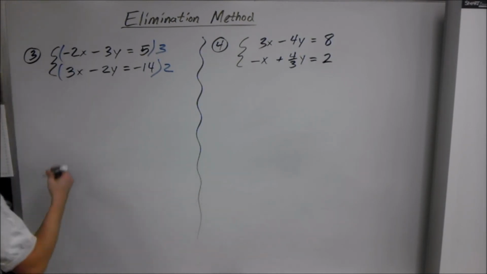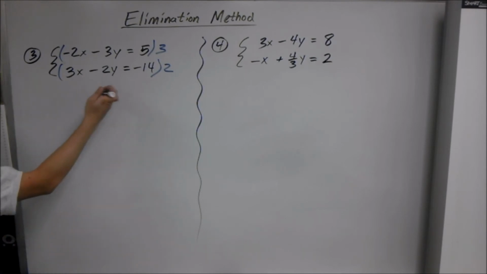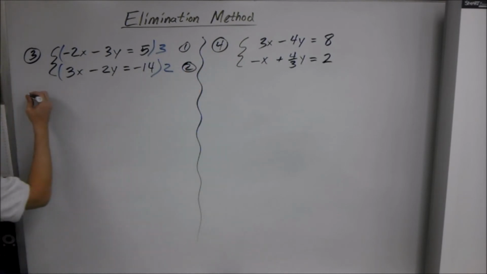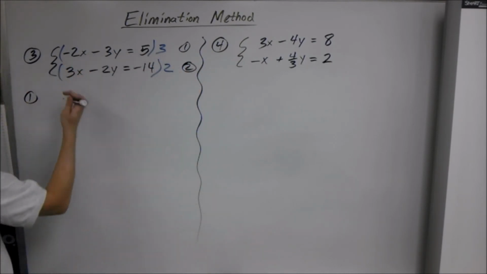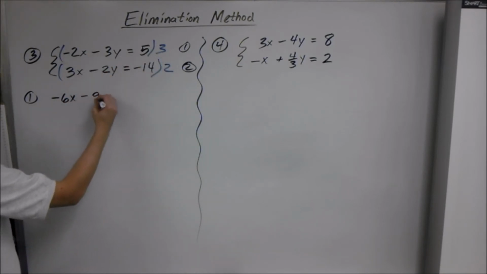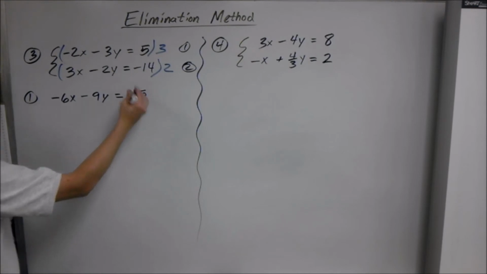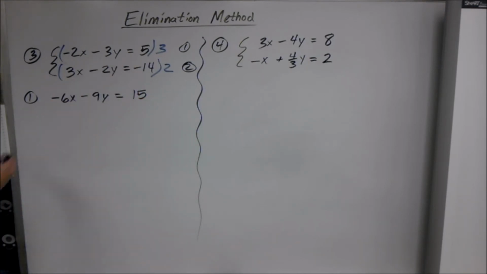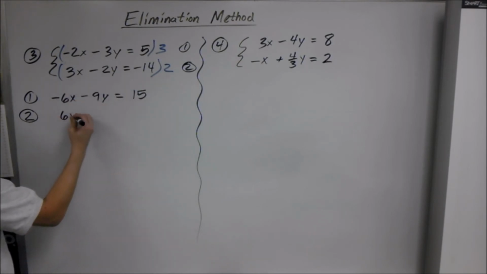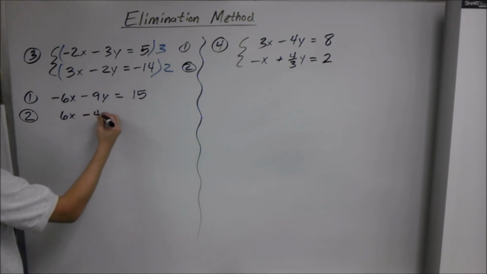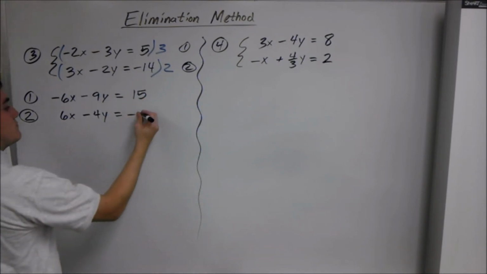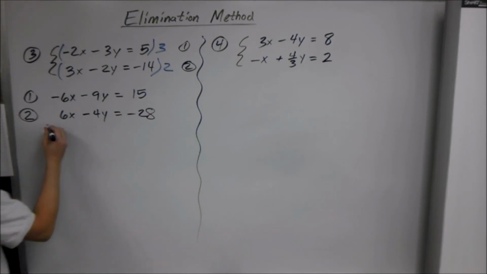If we do that, we can call this equation 1 and this equation 2. The first equation turns into 3 times negative 2x is negative 6x, 3 times negative 3y is negative 9y equals 15, because we're just distributing the 3. The second equation turns into 2 times 3x is 6x, 2 times negative 2y is negative 4y equals 2 times negative 14 is negative 28. And then we add them up.